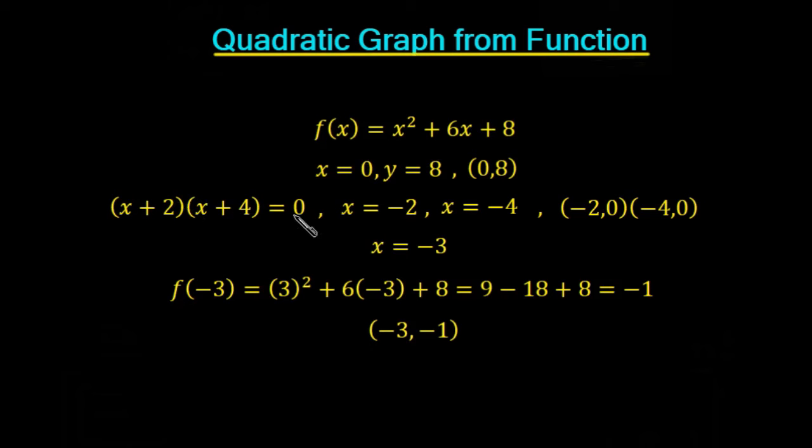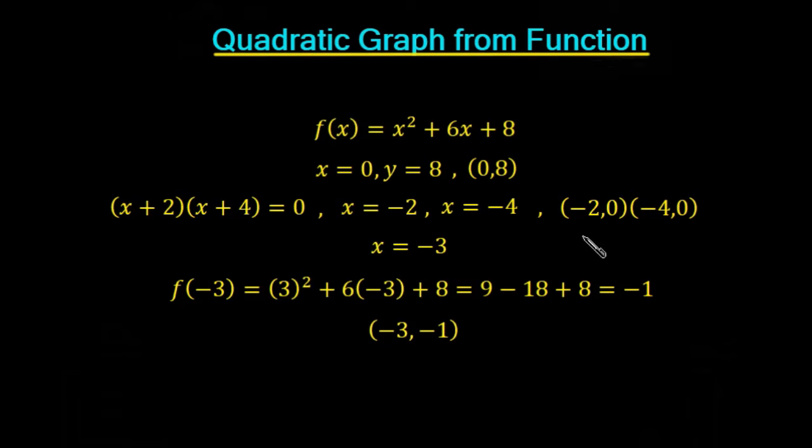So it means that the roots are going to be given by x equals minus 2 and x equals minus 4. So that means that the roots of this equation, the points where it crosses the x-axis, are going to be given by minus 2, 0 and minus 4, 0. So this has given us another 2 points that we're interested in for the graph.